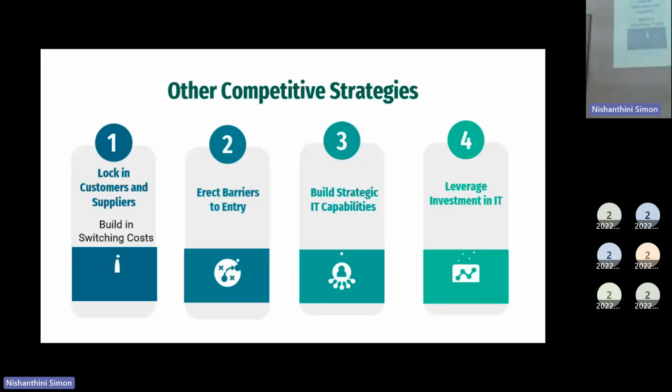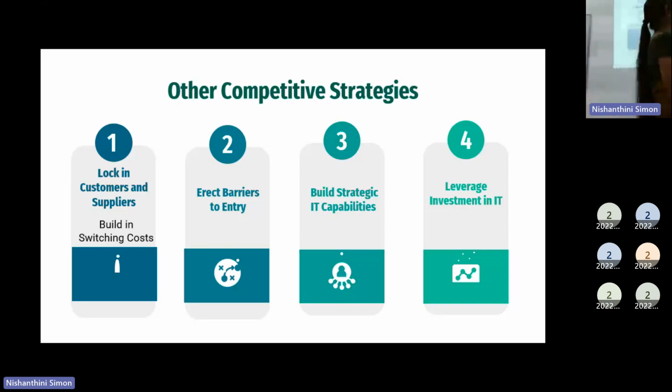Then another one, yes, we can create barriers to entry. We know that the threat from new entrants is also a huge issue, a big force on the organization. So what we are going to do is build barriers so these new people may not be able to come and join this industry. So that is their strategy.